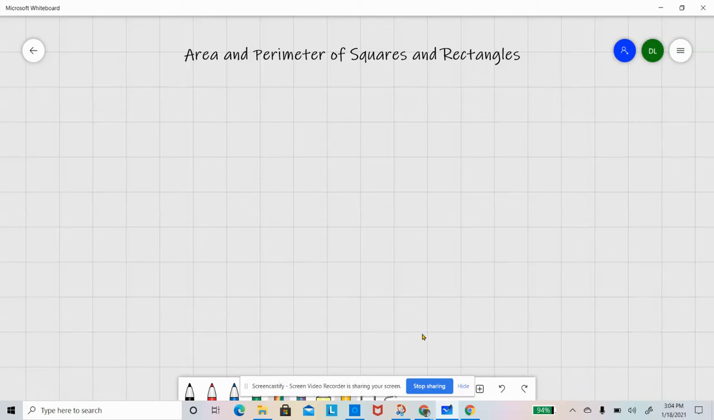Today we're going to talk about area and perimeter of rectangles and squares, or as I have in the title, area and perimeter of squares and rectangles. So we're talking about area and perimeter.